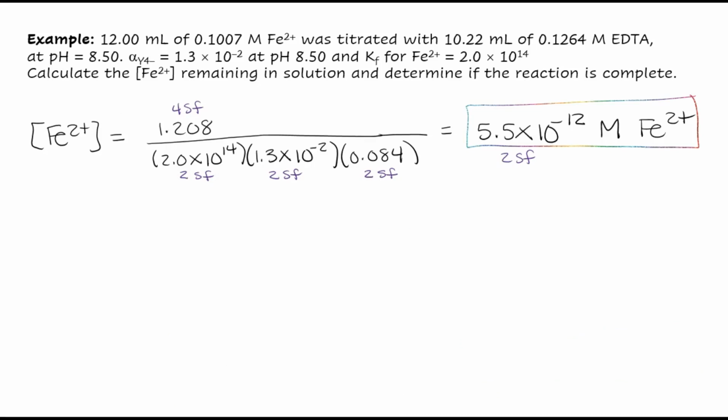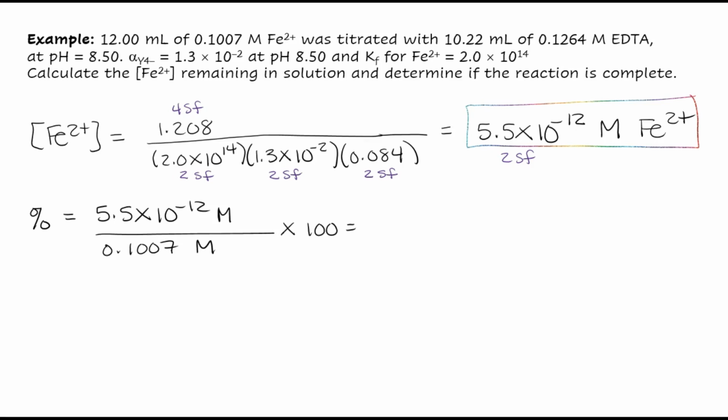We have one more calculation to do, and that is to determine if the reaction is complete. So we get that percentage from the molarity we just calculated, 5.5 times 10 to the negative 12, divided by the original molarity, 0.1007 molar, times 100. We have 2 sig figs in our numerator, 4 in the denominator. 100 is exact. This percentage will be rounded to 2 sig figs.